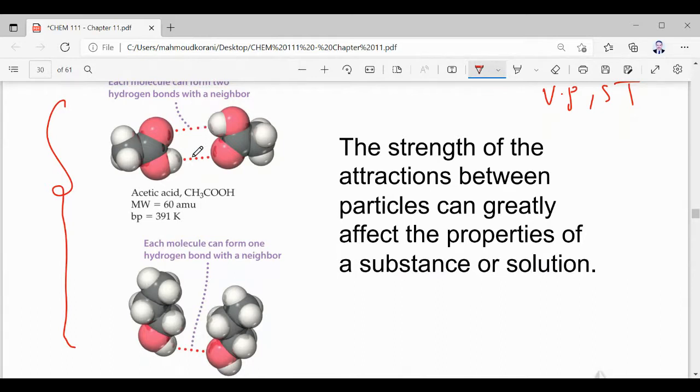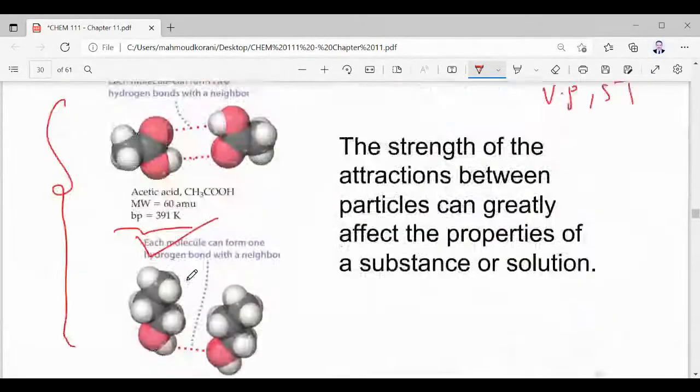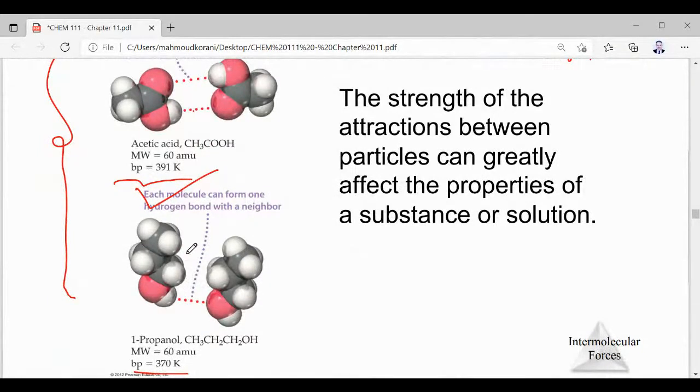Here there are two hydrogen bonds between the molecules, and this molecule can form only one hydrogen bond. So what do you expect? You expect that the strength of the intermolecular forces here is double that one, or stronger than that one. So you could imagine the boiling point here should be larger than the boiling point in that one, as you see, 390, and here 370.